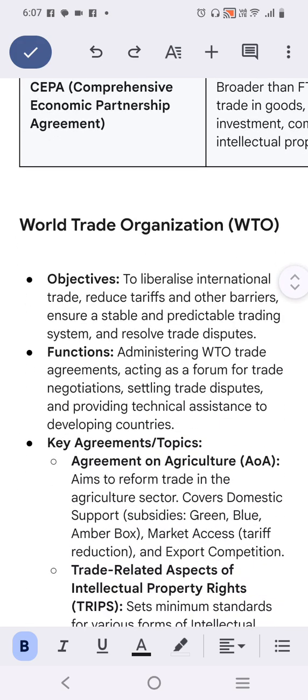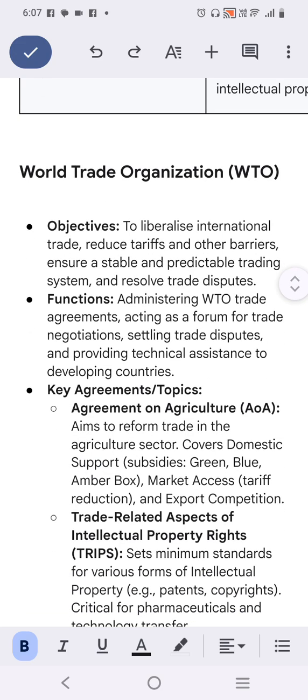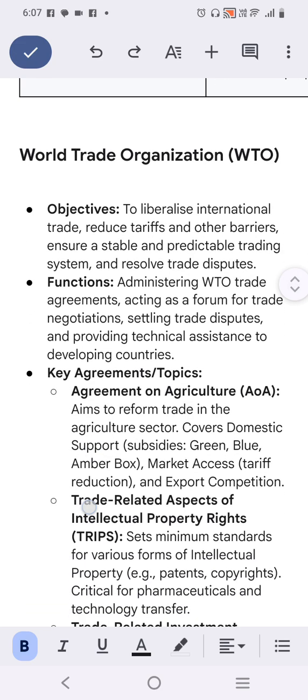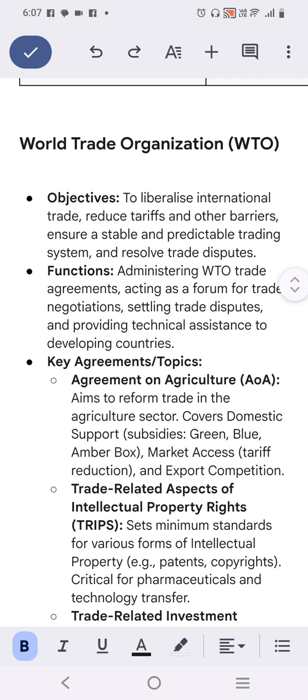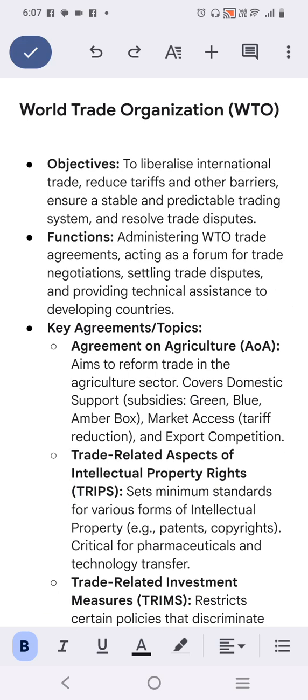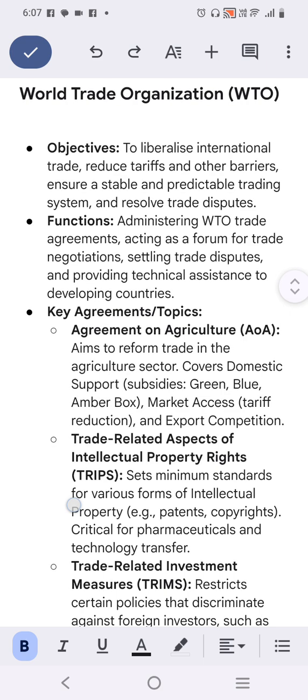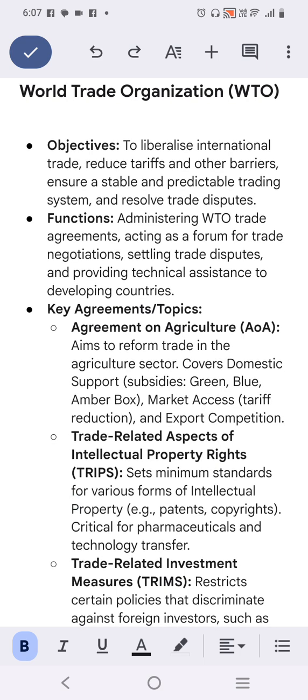Now let's look at the WTO. The World Trade Organization aims to liberalize international trade, reduce tariffs and other barriers, ensure a stable and predictable trading system, and resolve trade disputes. Also, the World Trade Organization administers trade agreements, acting as a forum for trade negotiations, settling trade disputes, and providing technical assistance to developing countries. Then, the Agreement on Agriculture.